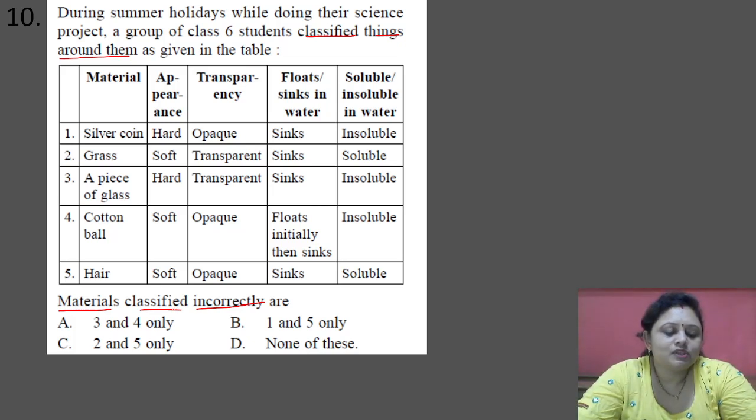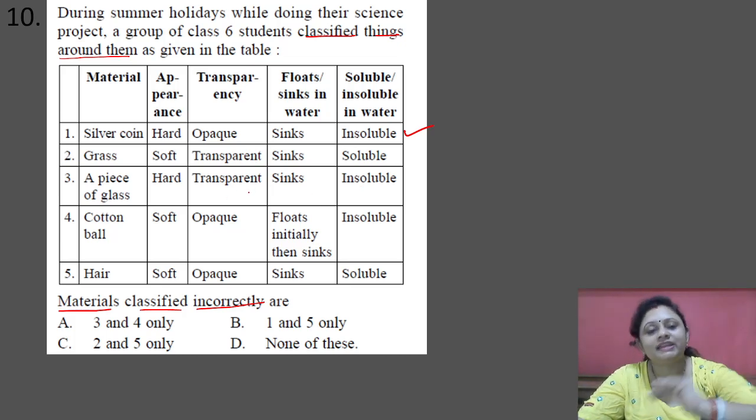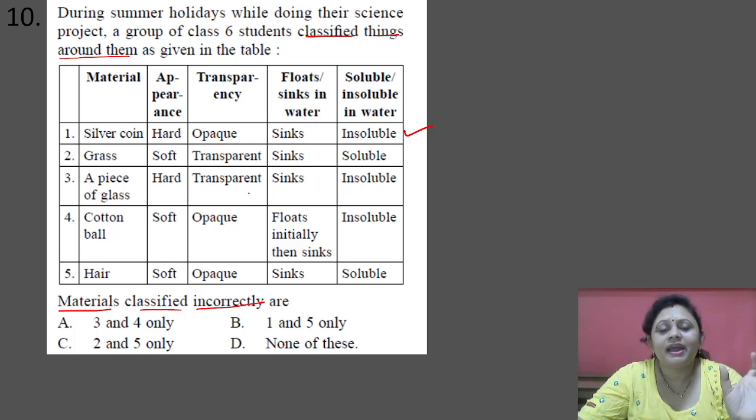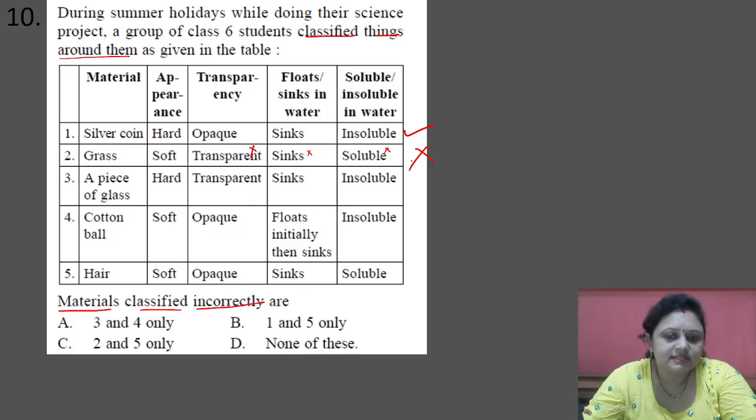Got it? Okay, so let's see. Silver coin, coming to the first one: it is hard and opaque, it sinks, it is insoluble in water. This one is correct. Grass: it is soft, then transparent. You know what is transparent? That through which light can pass. And if light cannot pass through an object, then we call it opaque. So grass is not transparent. It does not sink. It is not soluble in water. This one is incorrect.